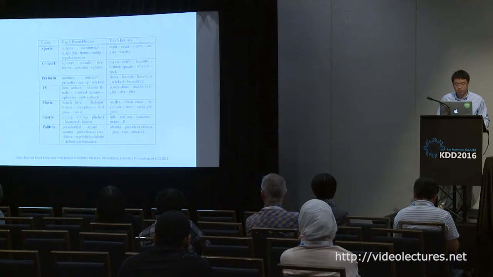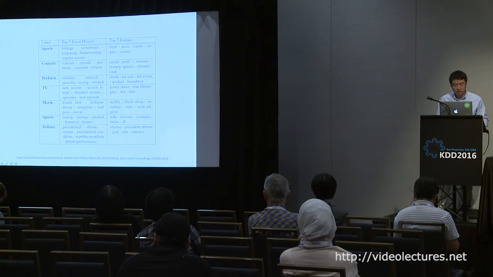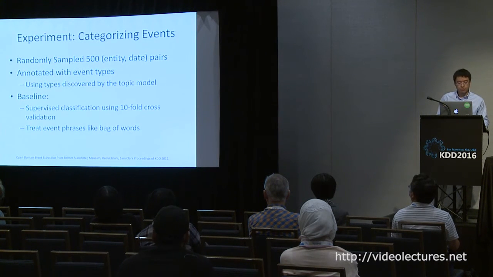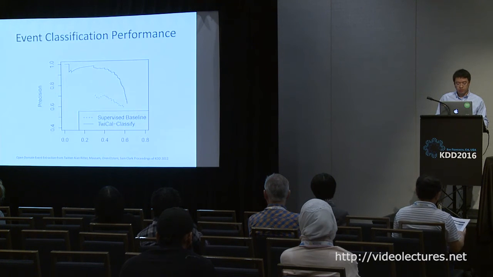For example, for sports, we have entities such as ESPN, NCAA, Tigers, and Eagles, and so on. And the event phrases are about tailgate, homecoming, regular season, and so on and so forth. Okay? And I will skip this.